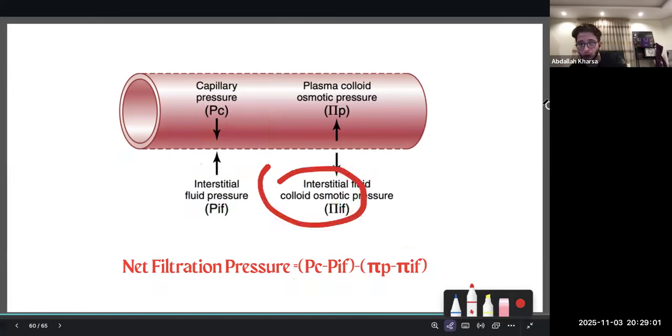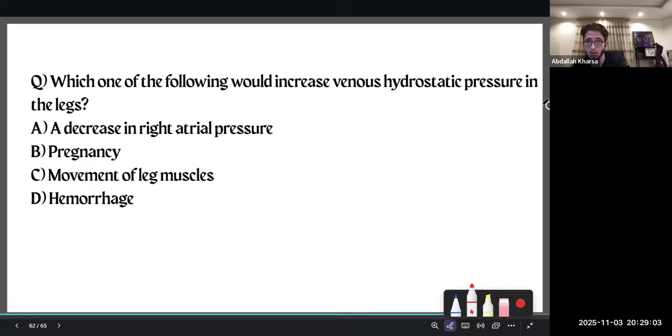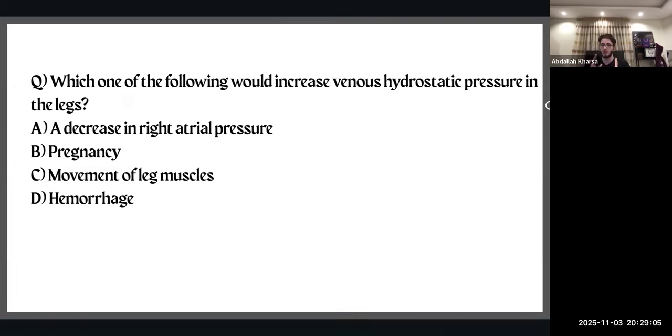Someone said A. This is a short question, but it makes you think. A decrease in the right atrial pressure. Can you tell me why you think it's A? Why do you think a decrease in the right atrial pressure would increase hydrostatic pressure, which is fluid pressure in the legs?